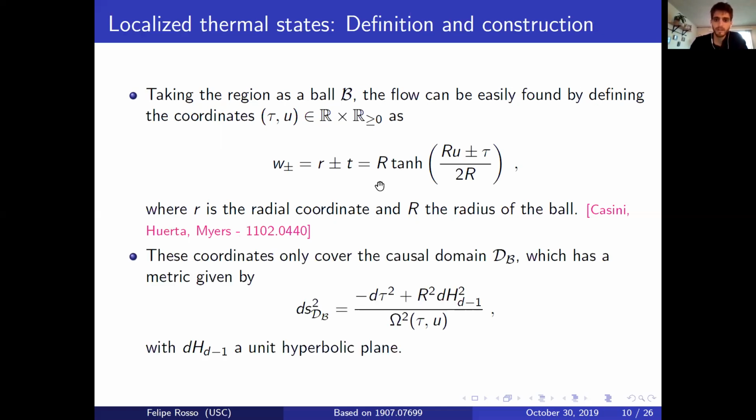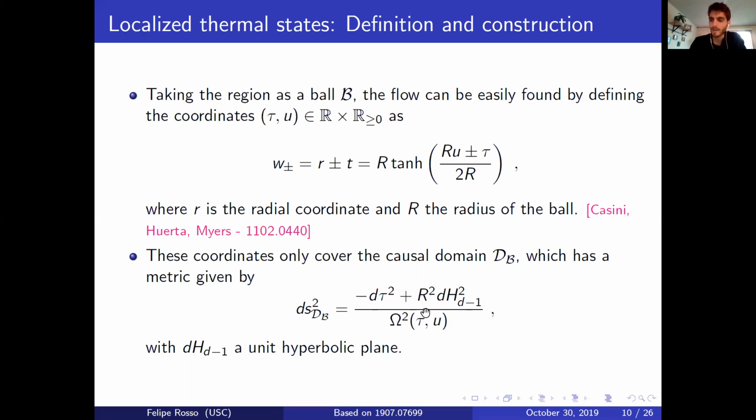And when you apply this change of coordinates to the Minkowski metric, this is the metric you get, okay? What is this metric? First, notice that we have this conformal factor, this omega squared, that depends on both tau and u, okay? And we have this time-like direction tau, and we have this hyperbolic plane, okay, of radius r. dH is a unit hyperbolic plane.